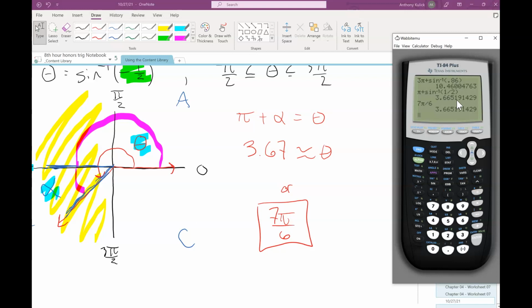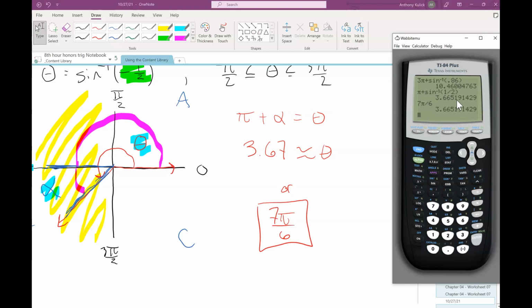Now, will I be able to go to my unit circle every time? No. Why not? Because there are lots of values that are not on the unit circle. If I did sine of 0.7 or sine inverse of 0.7, the unit circle is not going to help you out a lot there.